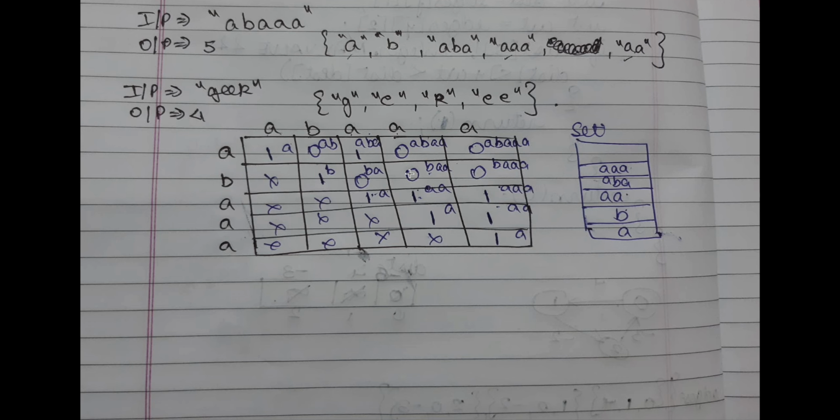Similarly, going to this part. First of all, we are checking the last two characters, whether they are equal or not. It's not equal, so we will not proceed with further checks. We'll just put 0 over here.